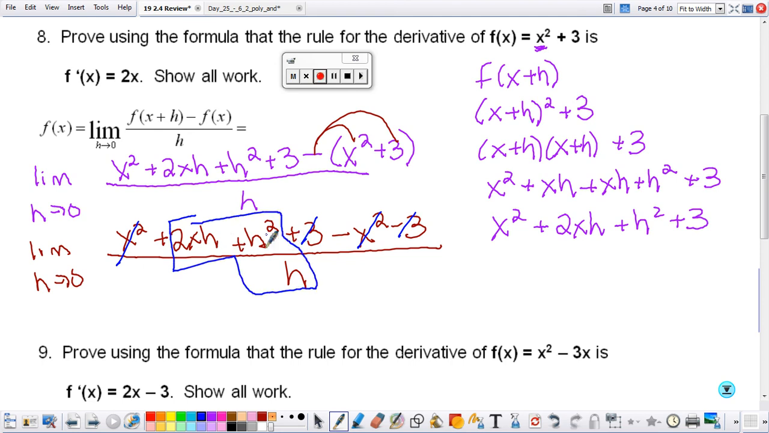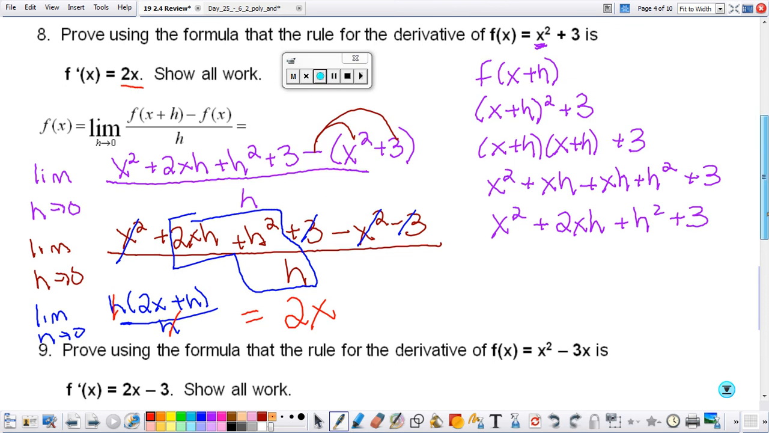So I can divide an h out of my numerator, so I'll be left with the limit as h goes to 0. These h's cancel. Now I can plug in 0, and I'm left with 2x. And that's what we needed to get.